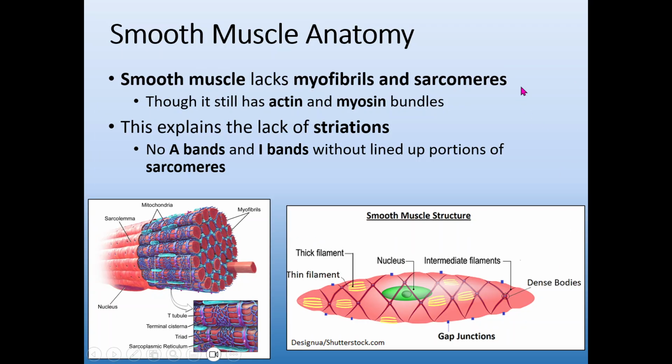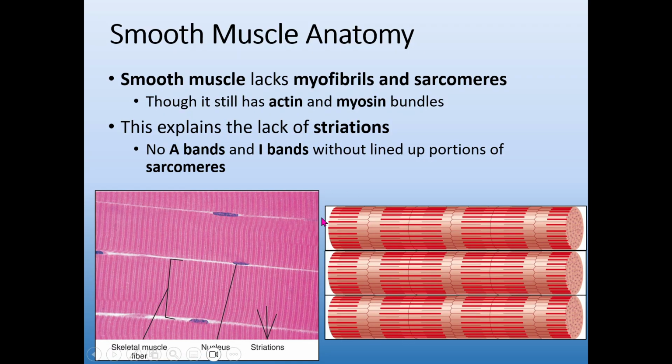The reason smooth muscle doesn't have striations is because they lack myofibrils. They do not have that organelle in skeletal muscle that is distinct for the contraction of that muscle cell. We're going to contract smooth muscle in a different way. They don't have myofibrils, which means they don't have sarcomeres, but they still have actin and myosin. They're just going to arrange it in a different method. So, lacking striations.